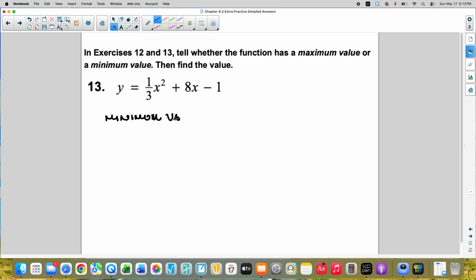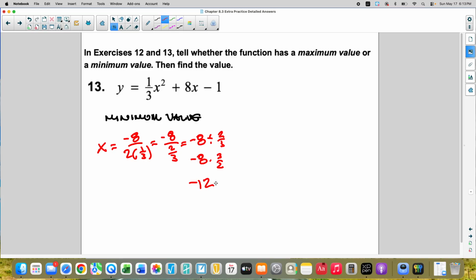Now this is going to be a minimum value, because it's a U shape. A is positive, so it'll have a U. So my x value is going to be the opposite of b over 2 times 1/3. Ooh, yuck. Okay, just a second. Negative 8 divided by 2/3. Negative 8 times 3/2. So negative 12. It's 4 times 3. So negative 12 is my x value of my minimum value.